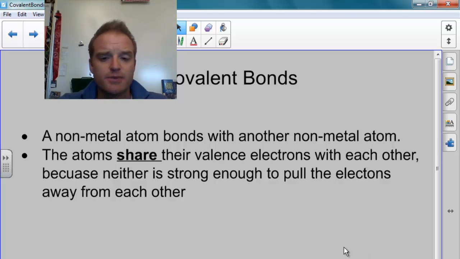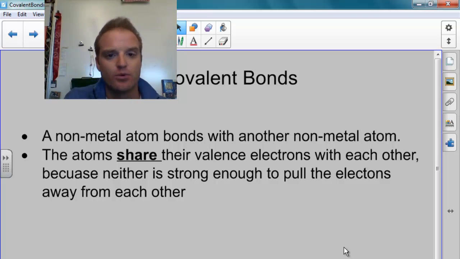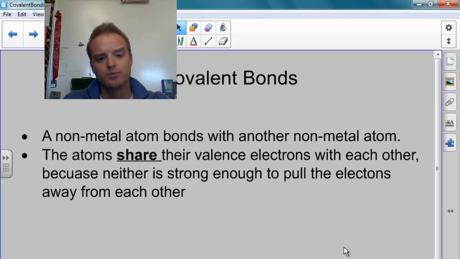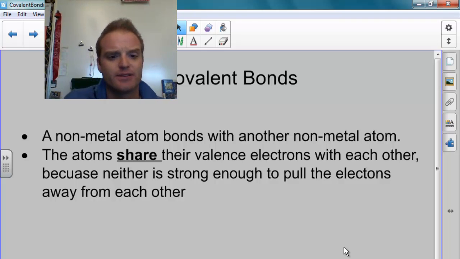So, simply put here, guys, covalent bonds happen between two nonmetals. So a nonmetal atom bonds with another nonmetal atom. Now, this is different than an ionic bond, which is between a metal and a nonmetal. The nonmetals are on the right side of the periodic table. What happens here is the atoms share their valence electrons with each other. Because neither is strong enough to pull the electrons away from the other, they tend to be locked in this epic tug of war, and they're both pulling on these electrons. They want them, but there's this equal sharing a lot of times, sometimes unequal, but we'll focus on the equal sharing, and we create these covalent bonds.